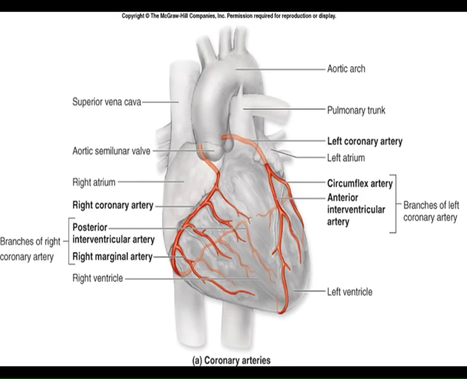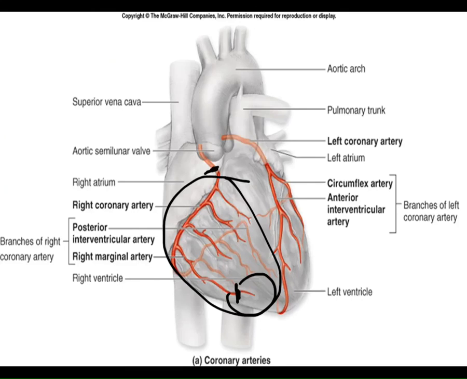So if you had a blockage right there, okay, what would be damaged in your heart? This patch of heart muscle would be damaged, the right ventricle. If you instead had a blockage up here, you've lost all of this, right?